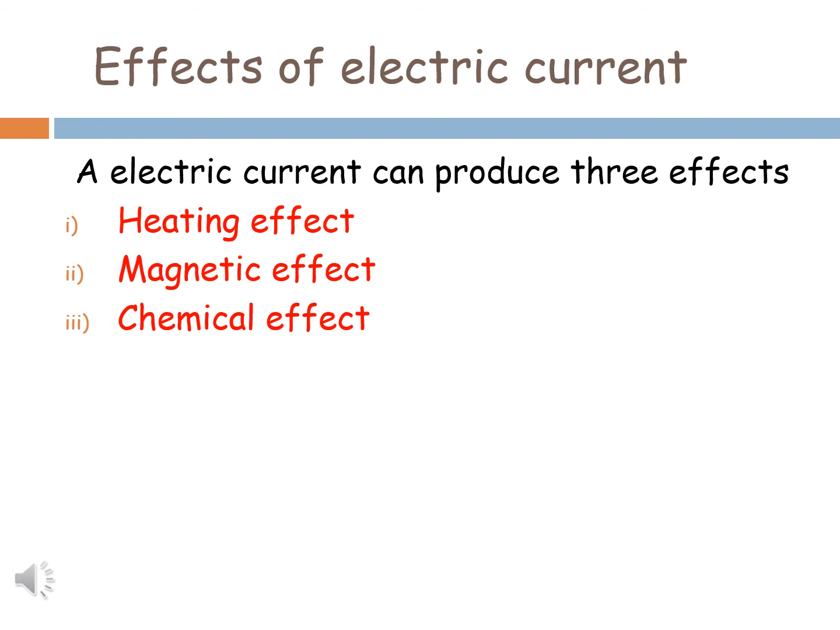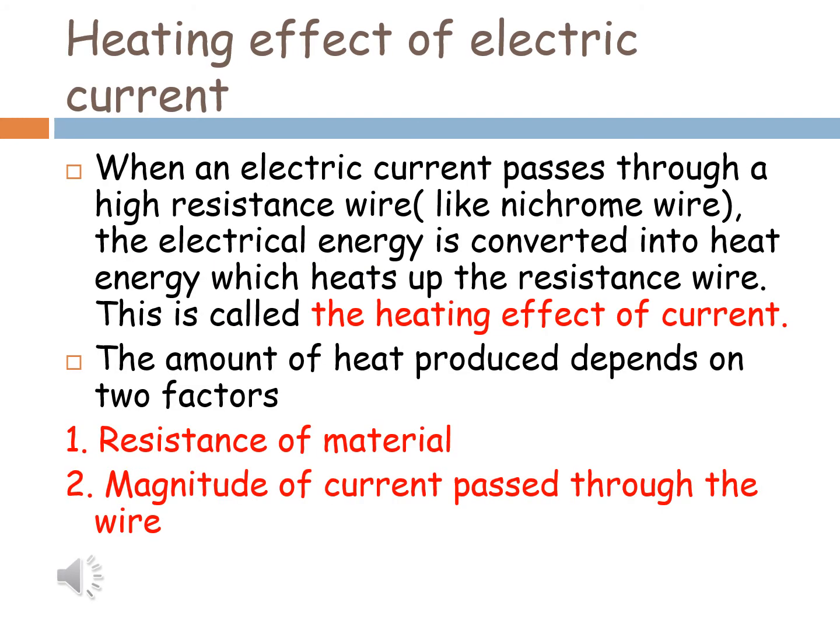Now next, let us discuss the effects of electric current. Electric current can produce three effects: heating effect, magnetic effect and chemical effect. In this class we'll study only the heating effect and magnetic effect. The chemical effect you will study in higher classes. Now first we will discuss the heating effect of electric current.